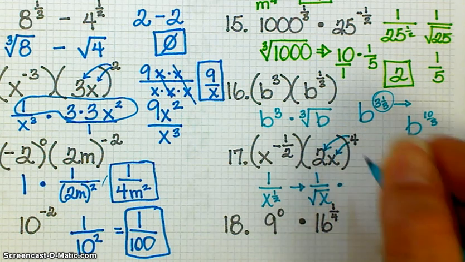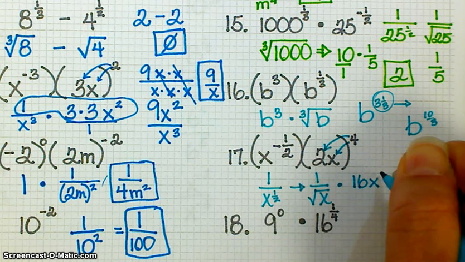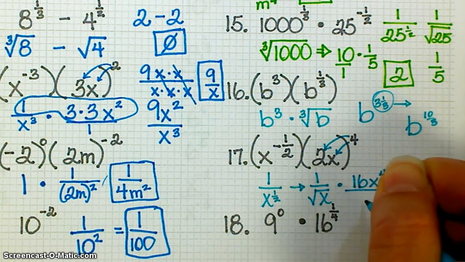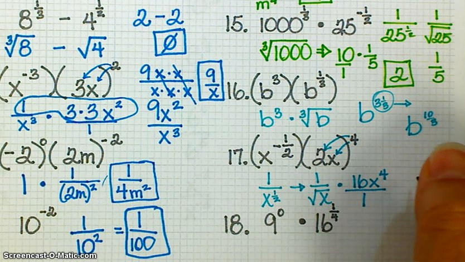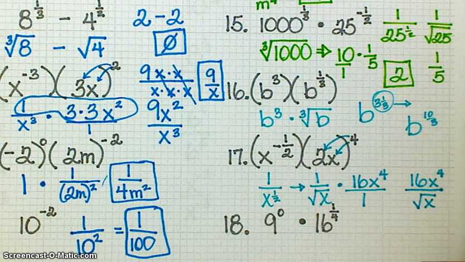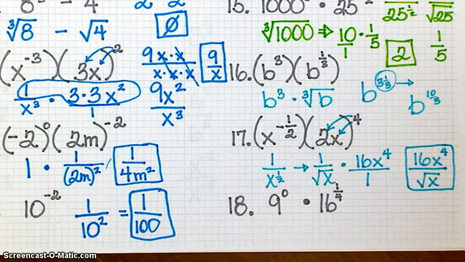2 times 2 times 2 times 2 is 16. X times x times x times x is x to the 4th. And I'm just going to put a placeholder 1. So 1 times all of this, 16 x to the 4th over square root of x. I'm going to leave it like this, although technically that's not simplified because they don't like square roots in the denominator, but we're just going to leave it like that for right now.